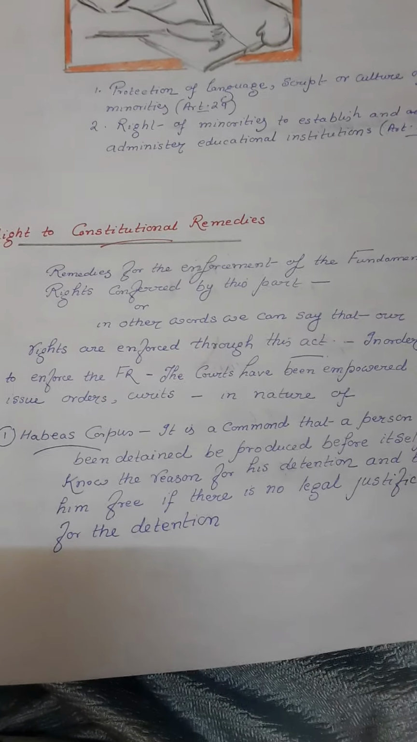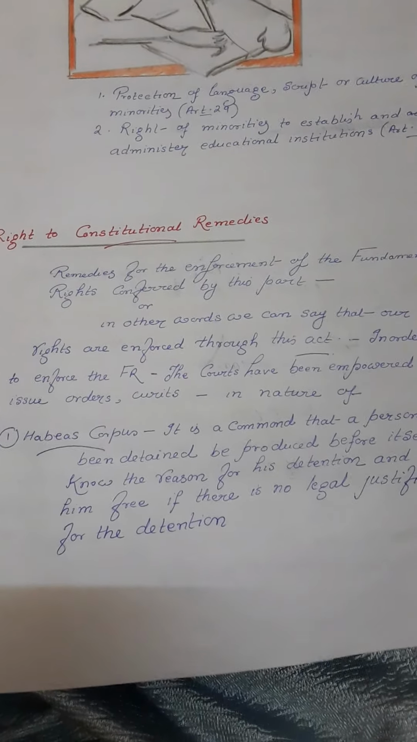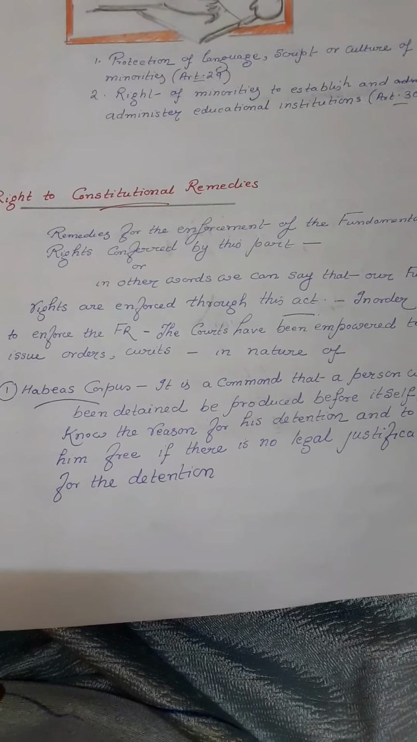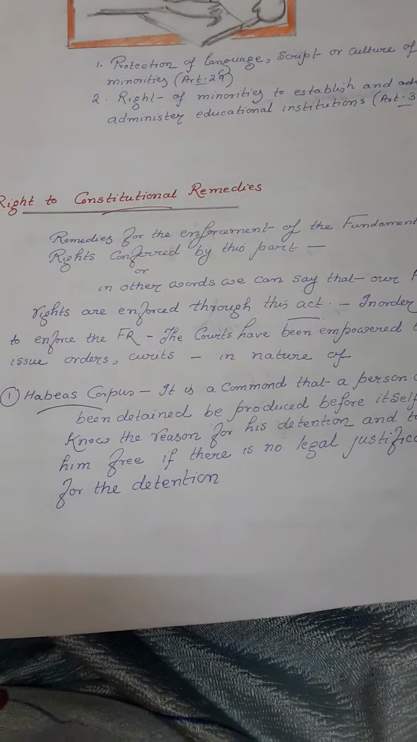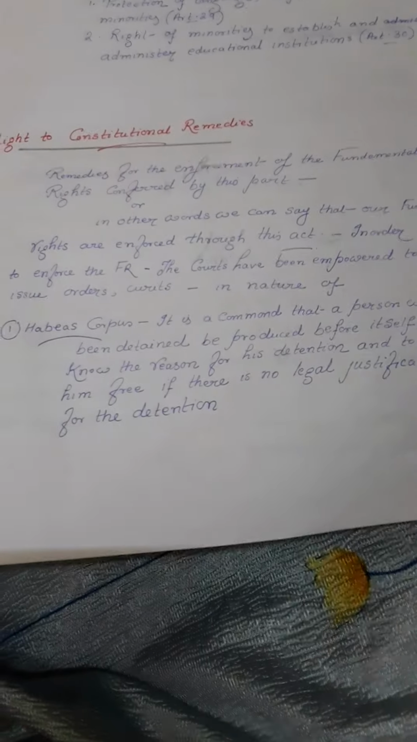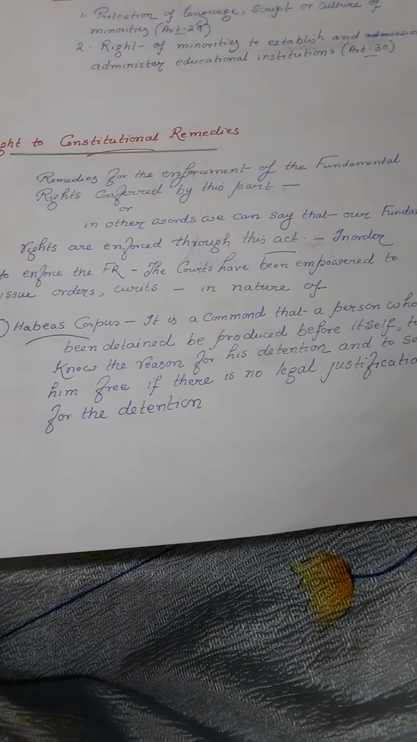Next one is the right to constitutional remedies. Now the right to constitutional remedies means if any of the fundamental rights is getting disturbed or hampered by anyone, then the affected persons can move to the courts for justice. Clear? Now the court can issue writs for that purpose.